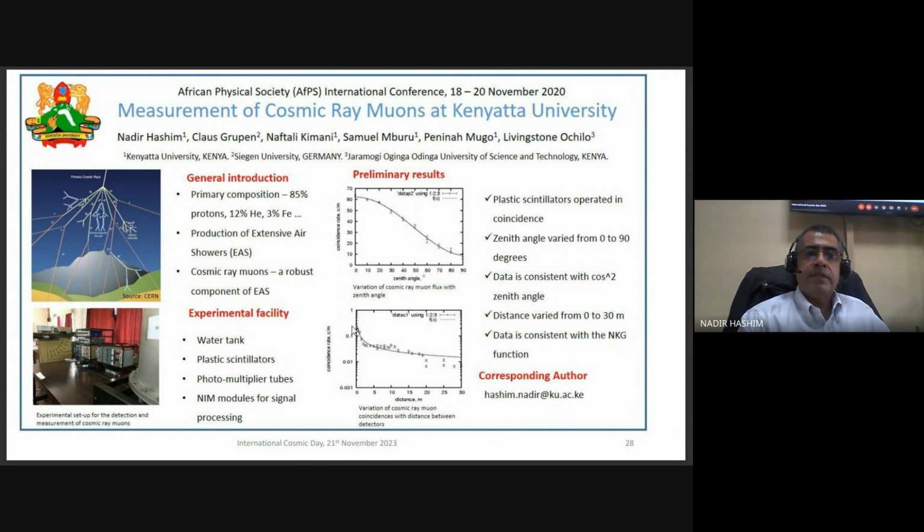So basically what they did was to measure cosmic ray muons as a function of zenith angle, and they found the measurements to be consistent with cosine squared of the zenith angle. And they also measured the lateral distribution of cosmic ray muons, and the data was consistent with the NKG function. This is the Nishimura-Kamata-Greisen function.